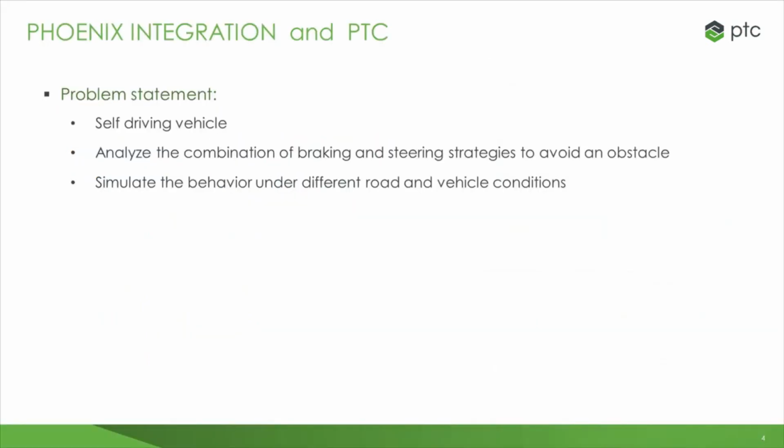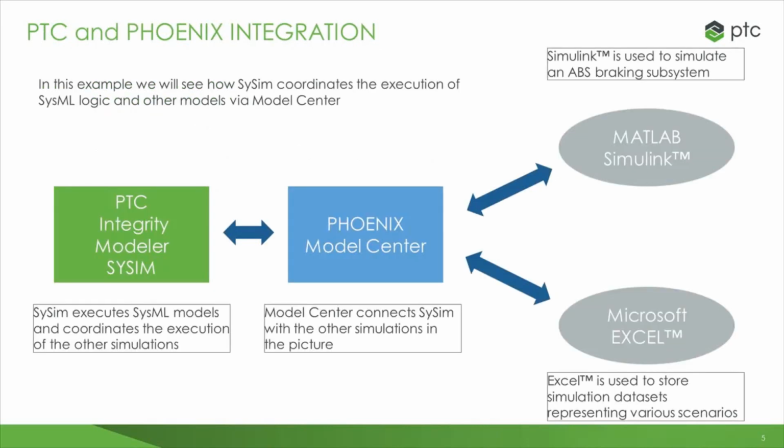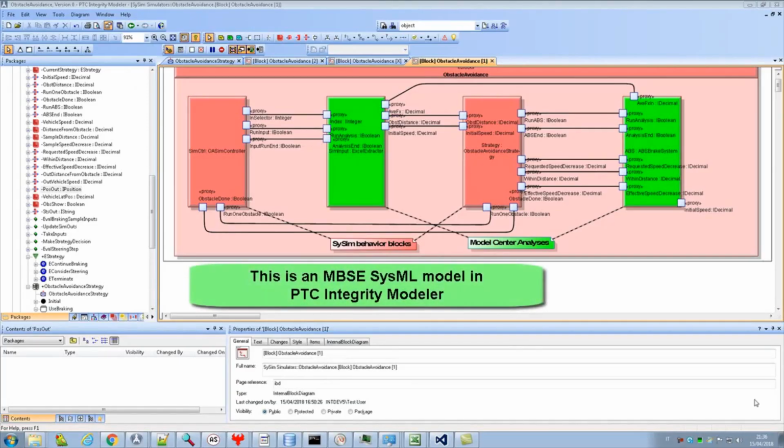In this demonstration, we'll simulate an autonomous vehicle and analyze the combination of braking and steering strategies to avoid an obstacle. We'll look at the behavior under different road and vehicle conditions. This example will use MATLAB Simulink to simulate an ABS braking system and Microsoft Excel to store parameters that represent various scenarios.